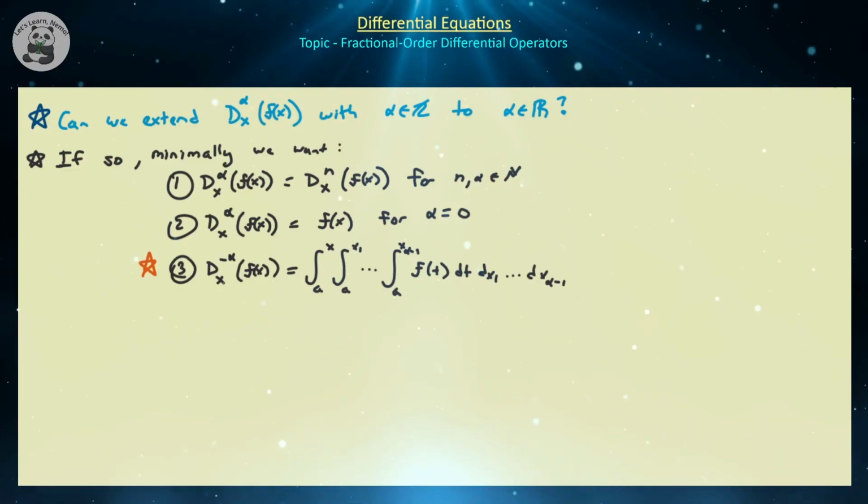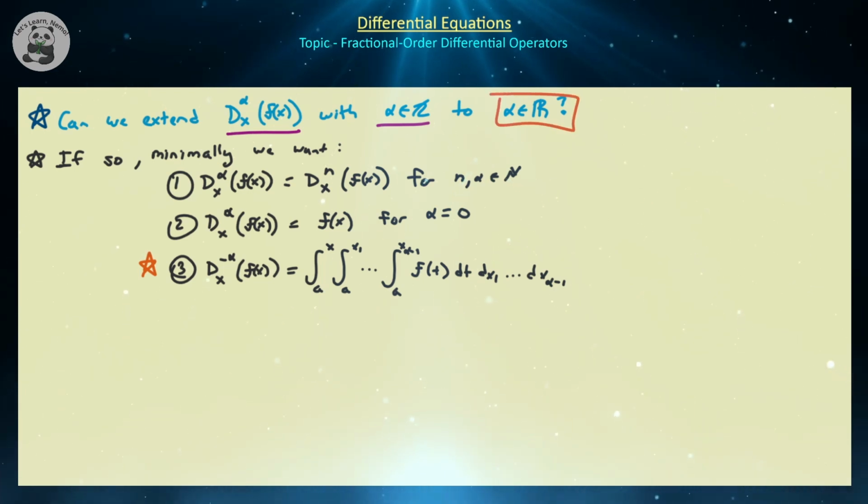So the next question that we want to answer is actually the biggest question of this discussion. Can we extend this differential operator or potentially integral operator with alpha in the set of integers, because we've already discussed how to do it for natural numbers and negative natural numbers and also 0. Can we extend that to the entire set of real numbers?